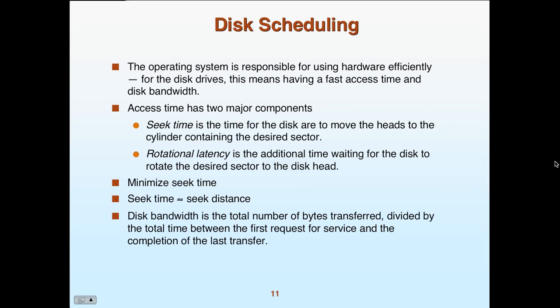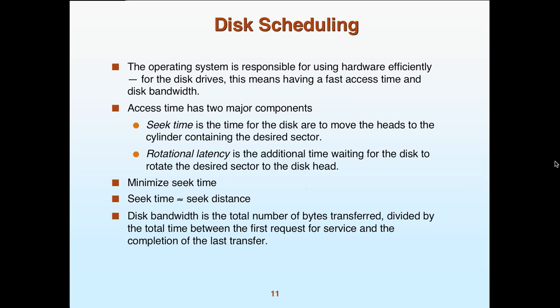Rotational latency is another vocabulary word. It's the additional time waiting for the disk to rotate to the desired sector, to the disk head. So the rotational speed is also wasted time. It's a time factor. So we want to minimize the seek time, and the seek time is the seek distance. If we know it's going to take time to find something on the disk because the arm has to move, we can write an operating system that reads the disk in a way that minimizes the number of times the arm has to move. Sounds pretty good. So then we have algorithms to do this, which is what the operating system component's all about.